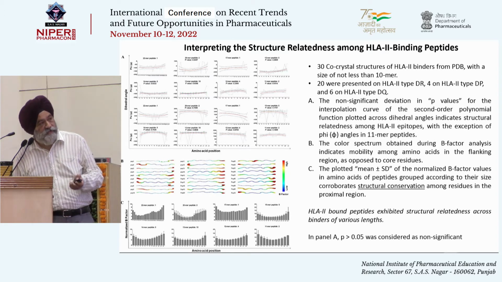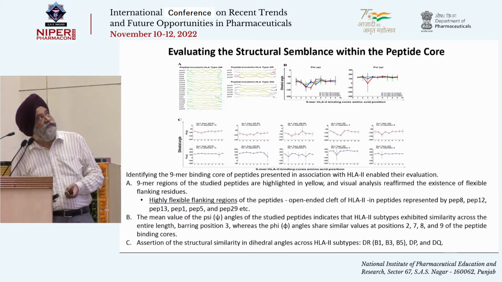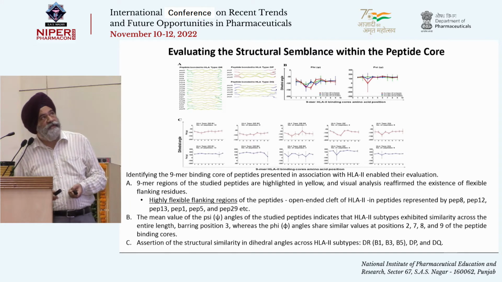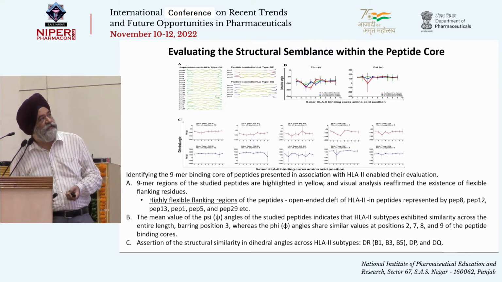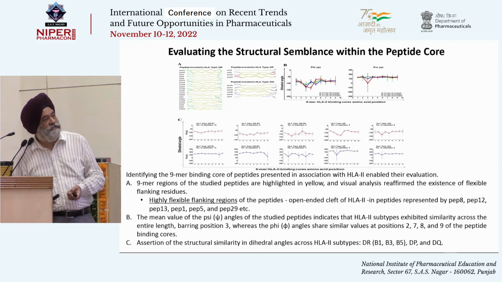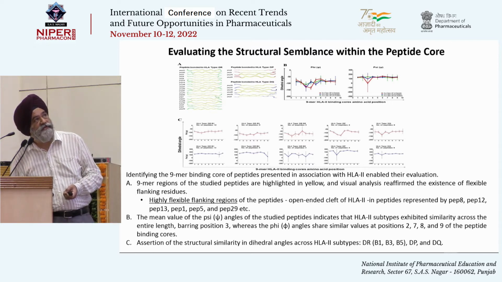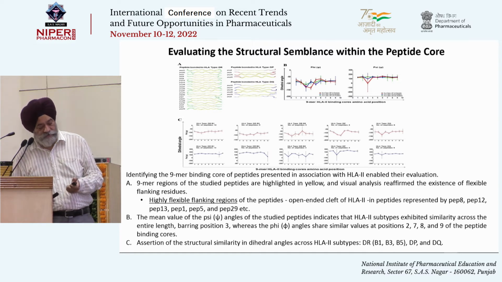We wanted to dig a little deeper into this. So we also tried to look at the core. For the core, we have taken the 9-mer binding core and tried to see what is happening there. We found that there is high flexibility on the flanking regions, but on the core, we are able to find some kind of similarity in the psi angle, except at position number 3, as compared to the phi angle. The phi angle shows more variability in the core. So this was also not giving us a very clear picture.